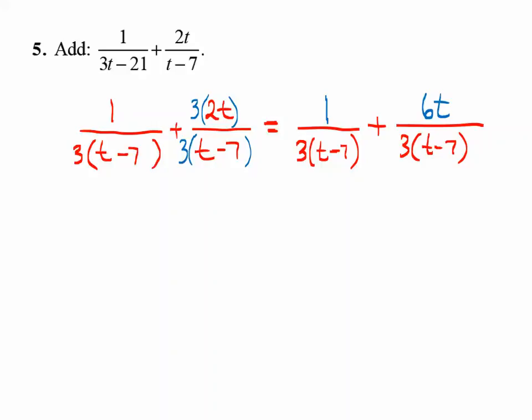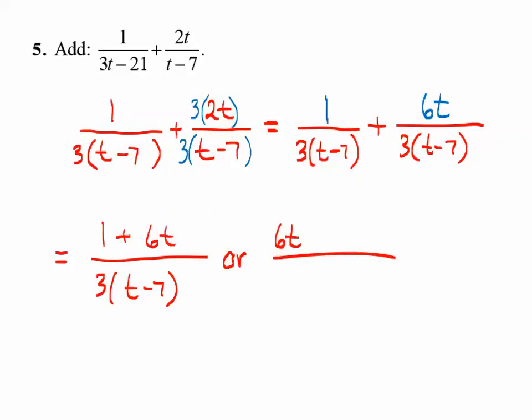Alright, now we're ready to put it together. We have common denominators, perfect, 3 times t minus 7. And on top, 1 plus 6t. So, you know what? They don't go together. I can keep it like that. Let me just do it like this here.